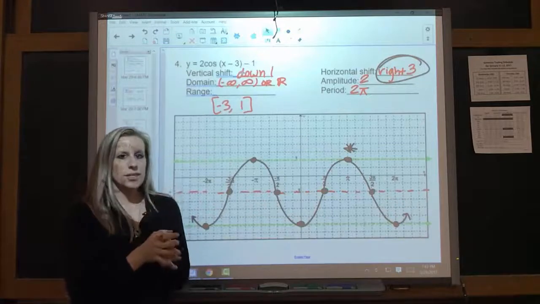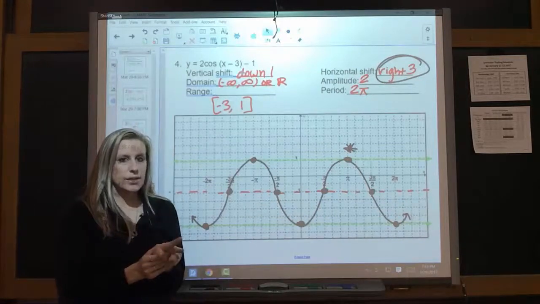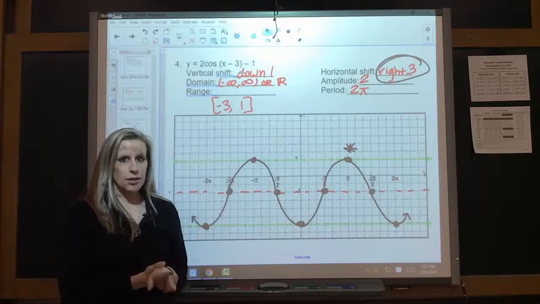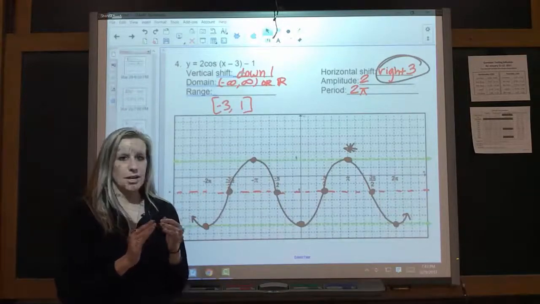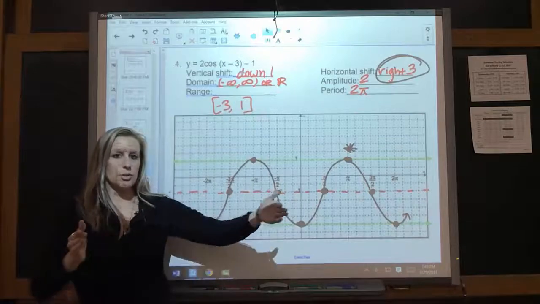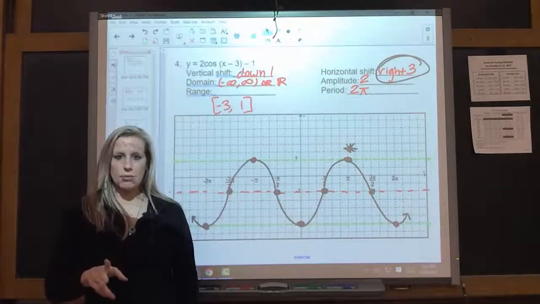All right, so this is the first set of notes. The second set of notes does the same thing, but I still want to go over them because we haven't talked about changing the period, how to stretch it horizontally, and that's what the second part's going to do.